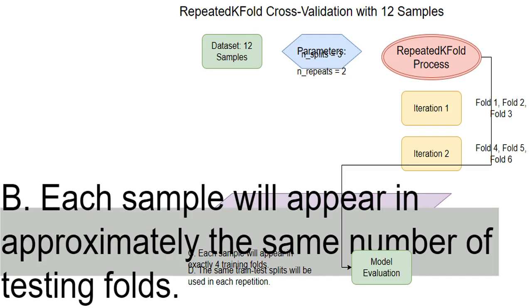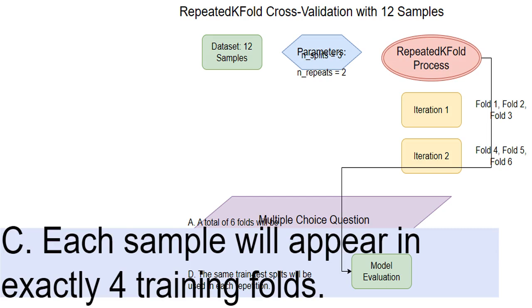Because of the way RepeatedKFold distributes the data across folds, each of my samples will end up in the testing set roughly the same number of times, around 2 times, as many repetitions exist. Correct. I have 2 repetitions, each with 3 folds, splits. In each repetition, a sample appears in 2 of 3 training folds. 3 minus 1 equals 2. Because there are 2 repetitions, every sample appears in the training set 2 times 2 equals 4 times.